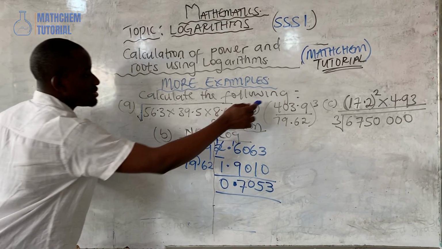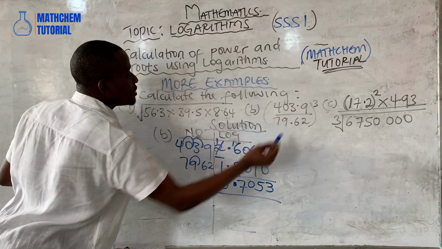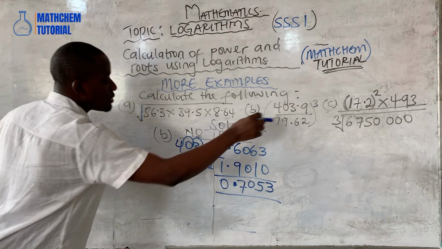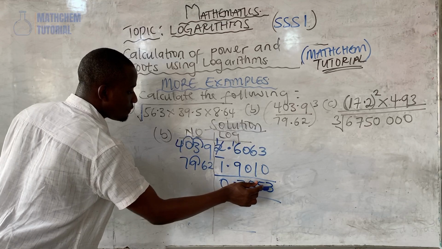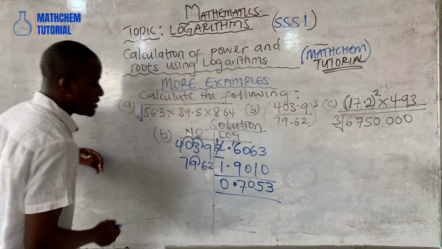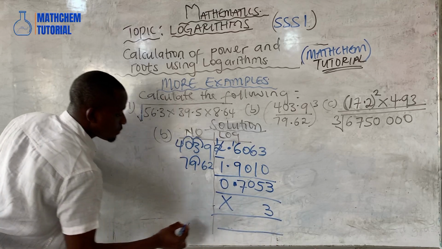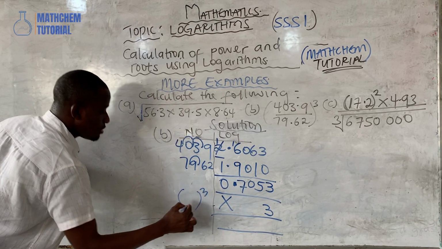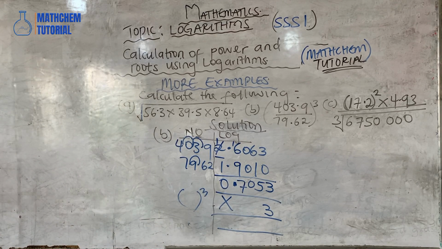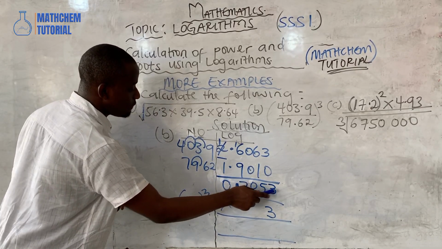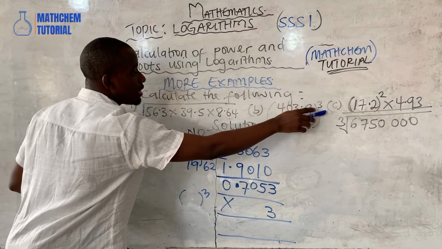Then if you study the question very well, both numbers are enclosed in a bracket and have a cube. Yes, you can see it here. So, like my previous example, I told you that whenever it has cube or square or any power, we are going to multiply by that value. So we are multiplying this 0.7053 by this particular 3 that is here, because of the power that is there.